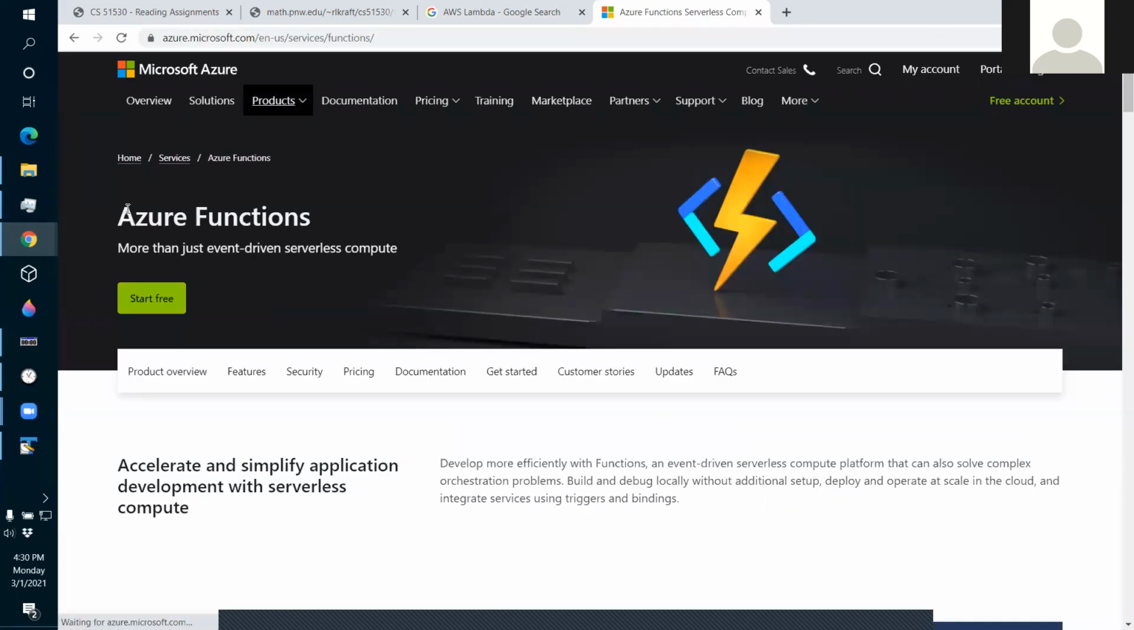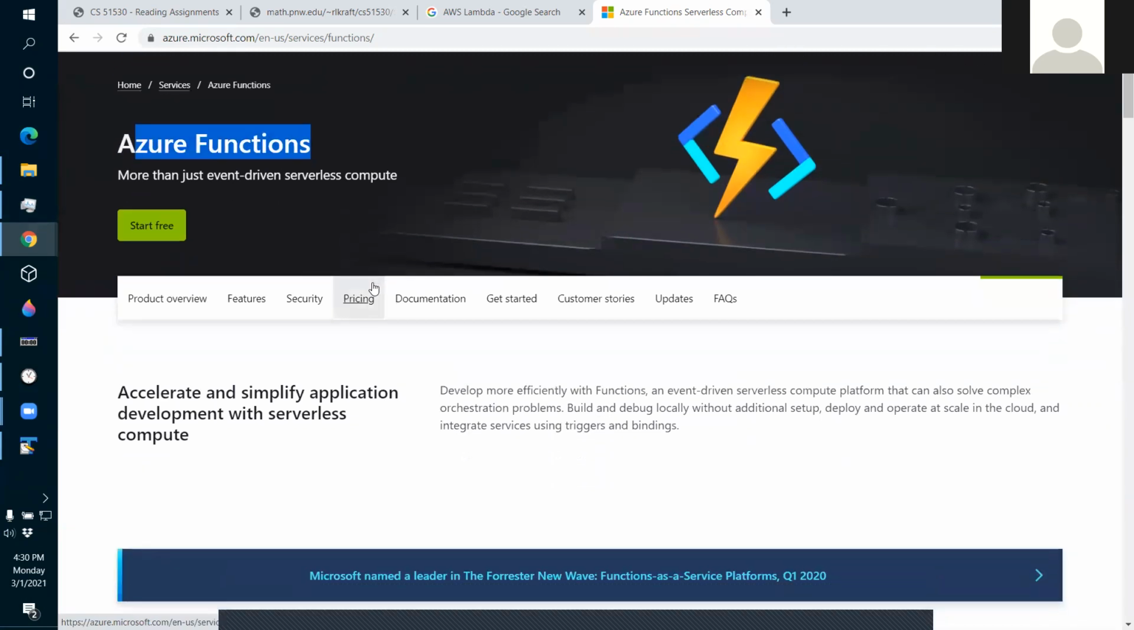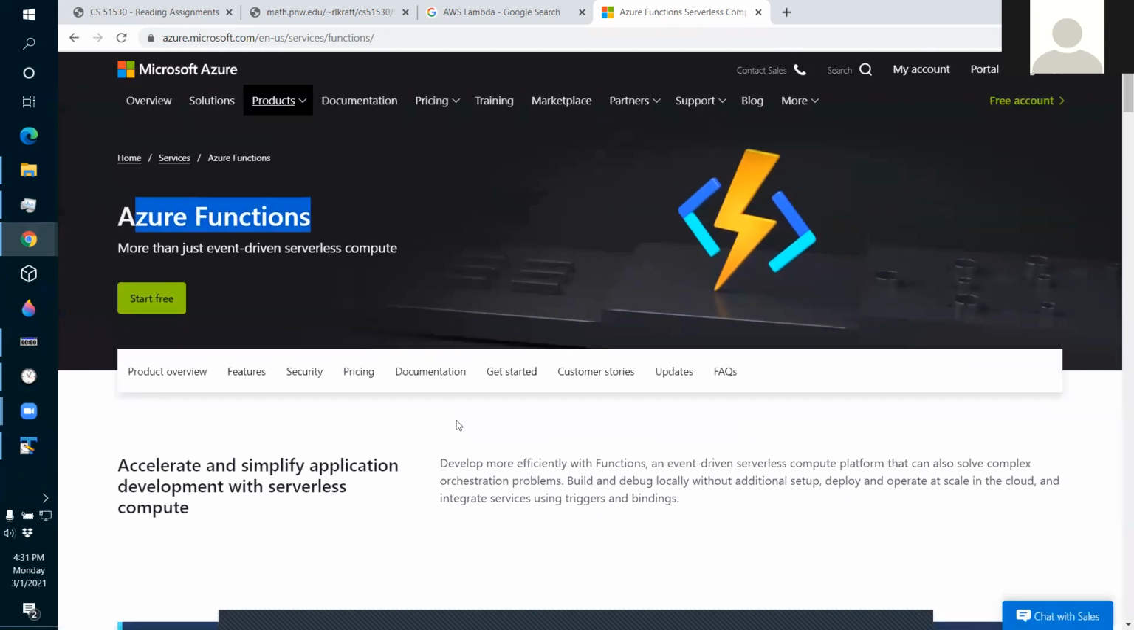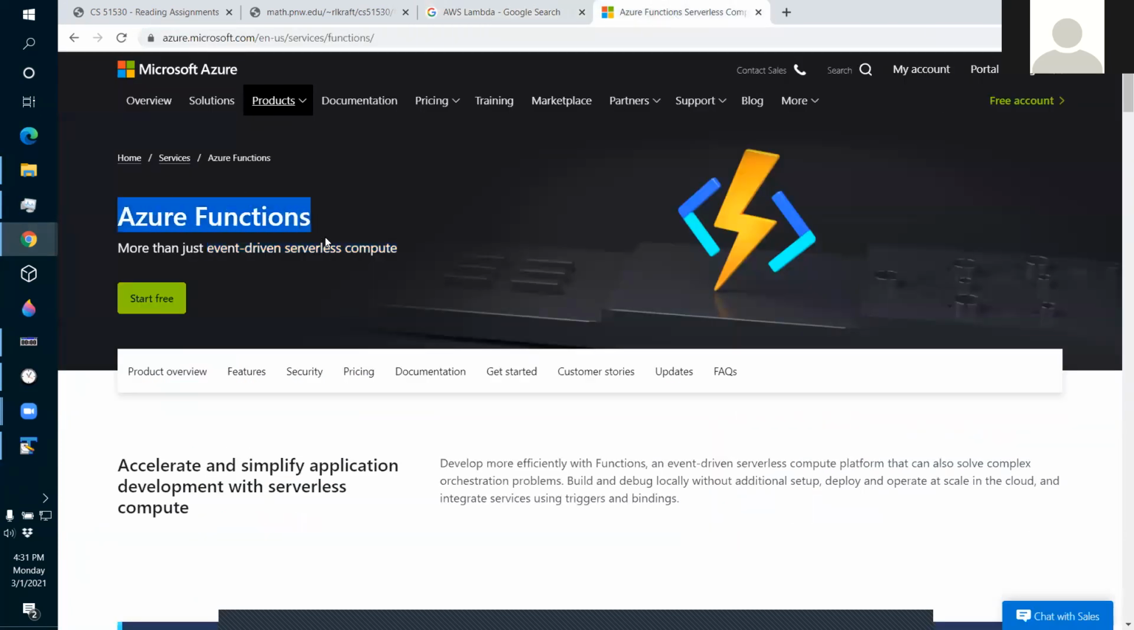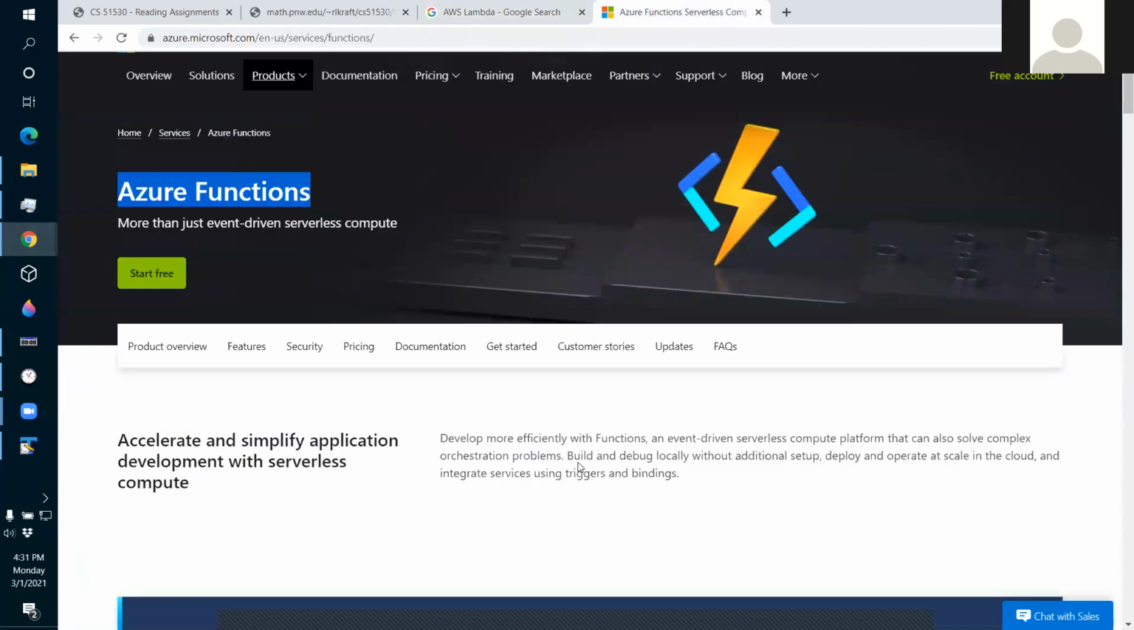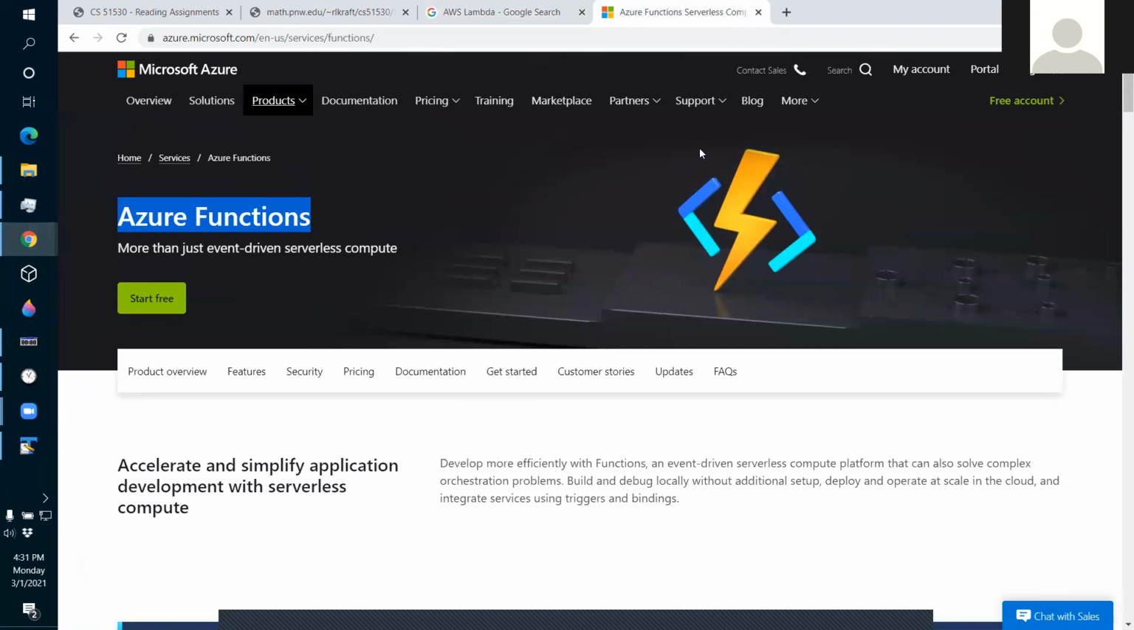Microsoft just calls them Azure Functions. They don't use the lambda expression in it, so they just call it Azure Functions. Again, this is event-driven serverless computing. Notice that that's the same phrase that they're using, the event-driven serverless computing platform. Okay, AWS Lambda, Azure Functions. They might actually say somewhere down here that they're kind of like lambda expressions.